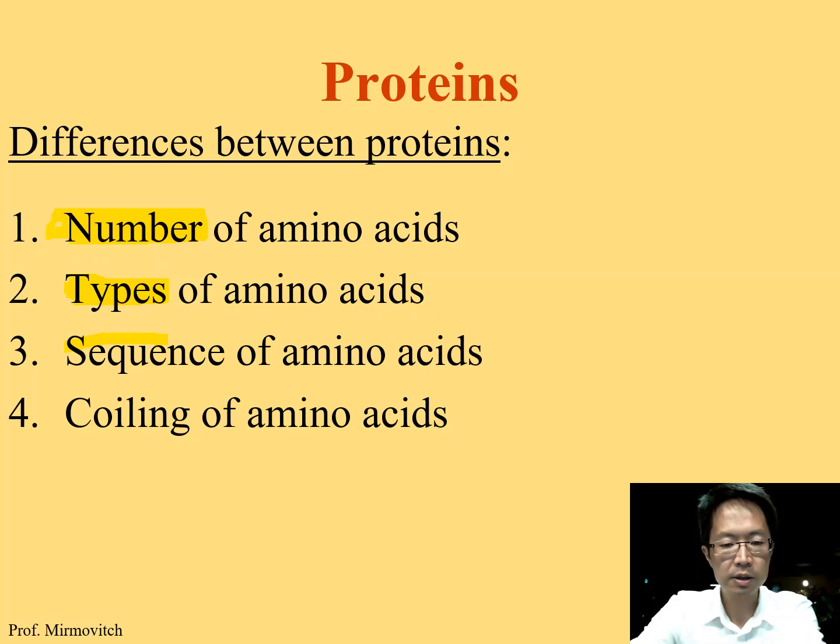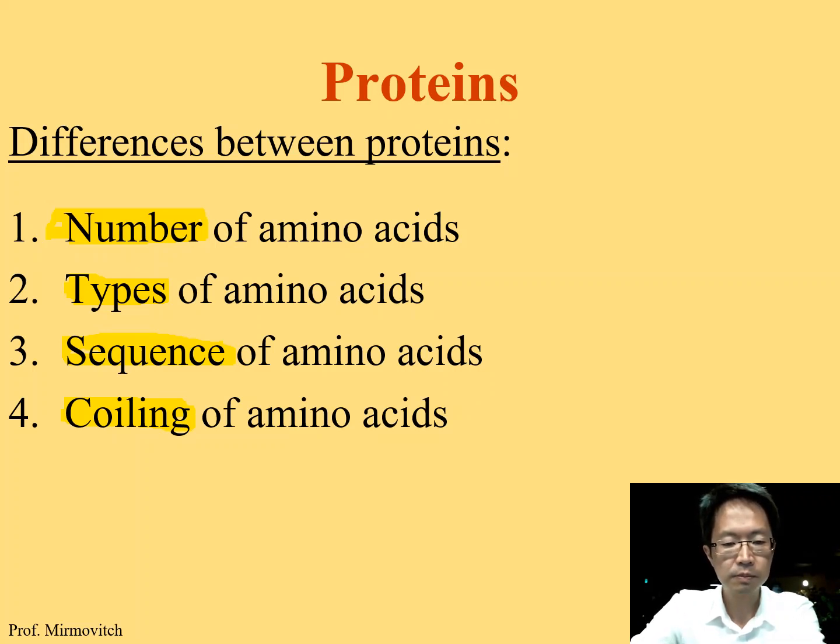And then sequence of amino acids, that is a major one, meaning that if you have a polypeptide chain, then the order of the amino acids can be different. Most of the time the proteins have a different sequence of amino acids. And last but not least, the coiling of the amino acids, meaning that when they form the secondary structure and tertiary structure, how the polypeptide chain is being folded, especially the tertiary structure.